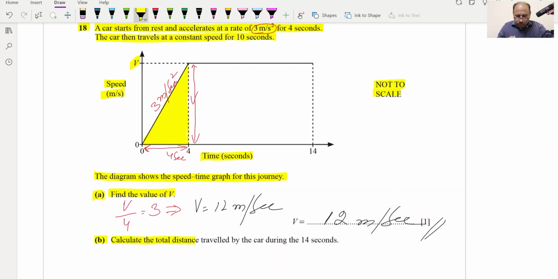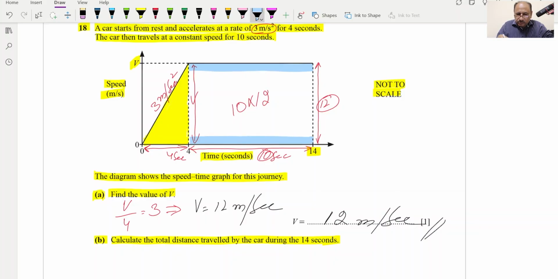Then they are saying B part, calculate the total distance traveled by the car during 14 seconds. 14 seconds is up to this one. So we will check the distance. Time from 4 to 14 is 10, so this side is 10 seconds. And this side, as we have calculated, is 12. So 12 multiplied by 10 will be the area for this one, which is basically the area of this rectangle. So this rectangle has an area of 120.